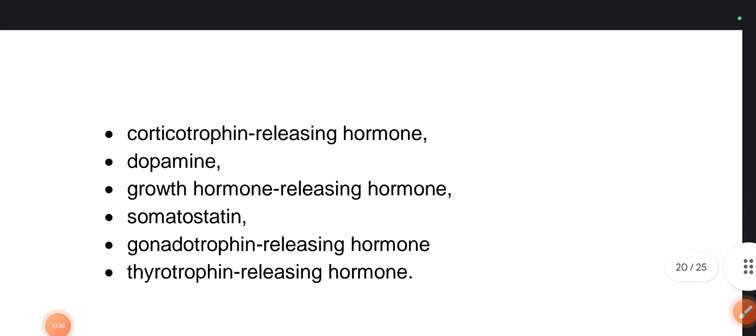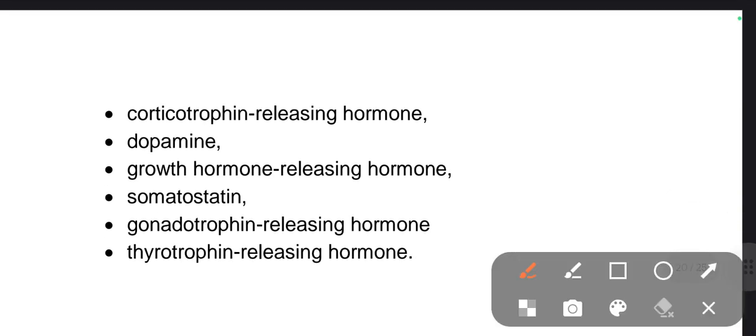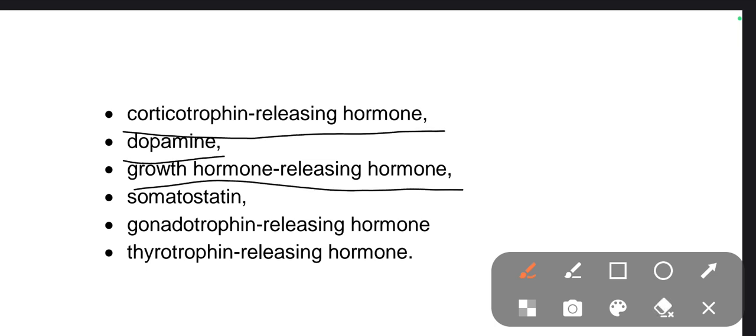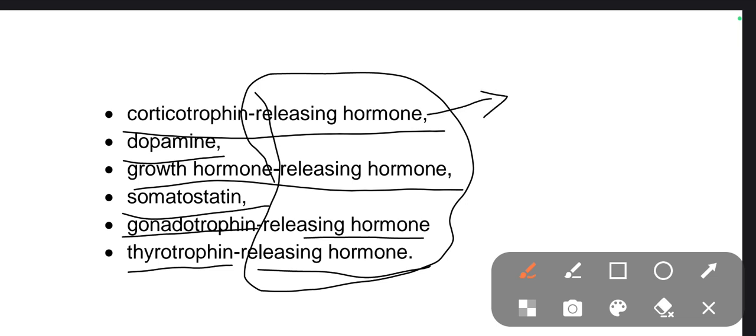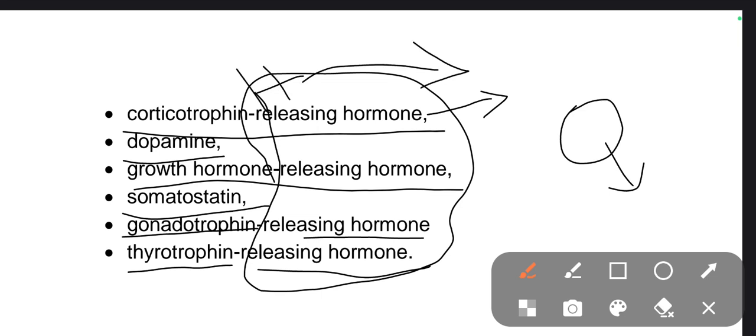The hypothalamus produces corticotropin releasing hormone, dopamine, growth hormone releasing hormone, somatostatin, gonadotropin releasing hormone, and thyrotropin releasing hormone. All these releasing hormones are produced by the hypothalamus only. These releasing hormones work on the other glands to produce hormones, so the hypothalamus is also known as the master gland.